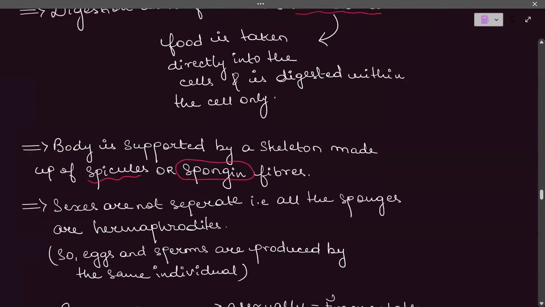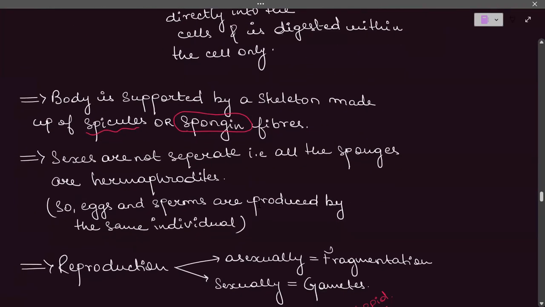The sexes are not separate. Just like how humans have two separate sexes, male and female, in the case of sponges it's not the case. They are all hermaphrodites, meaning both the male and the female are present in one, sort of like a bisexual condition. So the eggs and the sperms, both of them will be produced by the same individual.